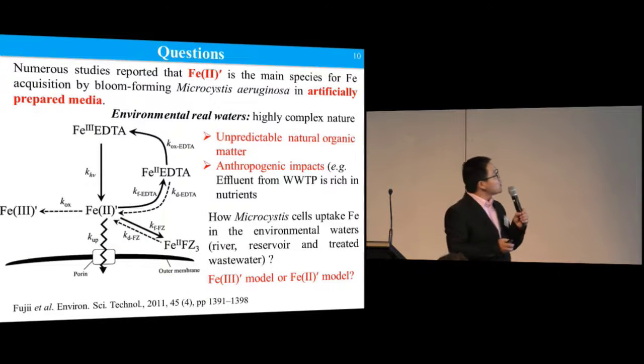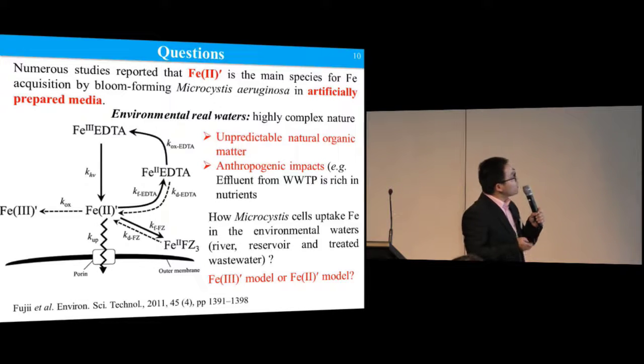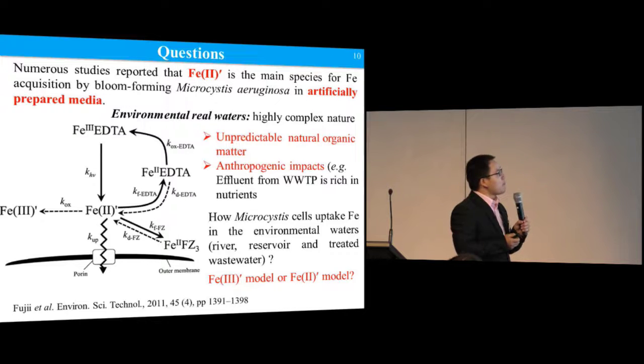Right now, there are many studies using artificially prepared media to investigate how iron is taken up by microsystems, and they found that inorganic ferric is the main species. However, compared to the artificially prepared media, real environmental waters are highly complex. For example, the natural organic matter is unpredictable, and also the anthropogenic impact can change the water quality largely. So, in real environmental waters, how microsystem cells take up iron from inorganic ferric or inorganic ferrous is not clear.